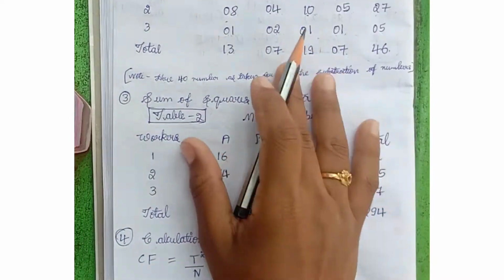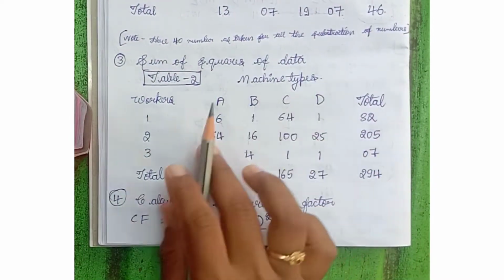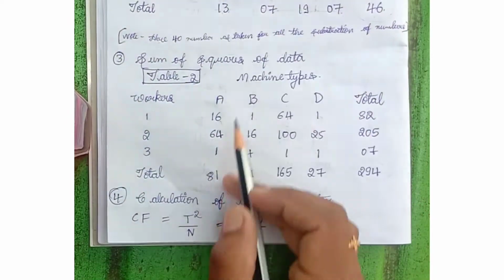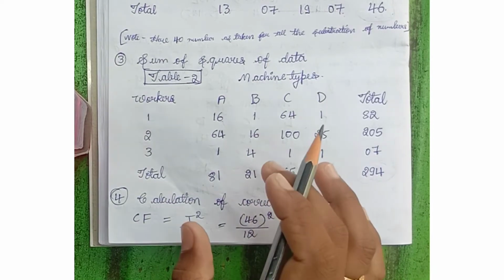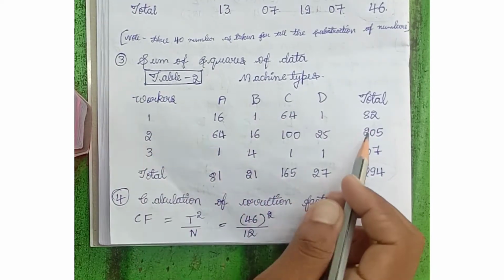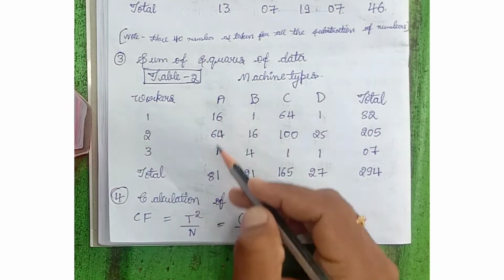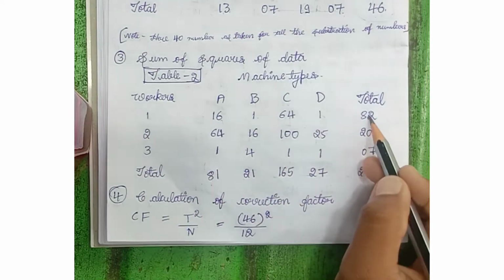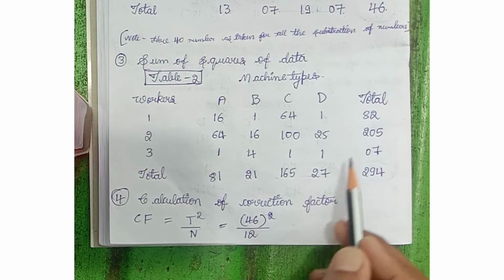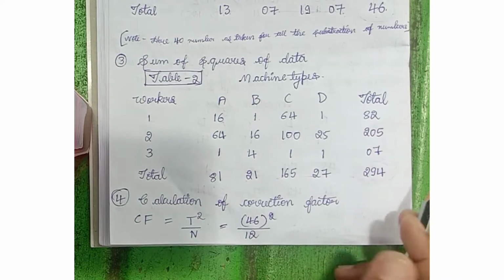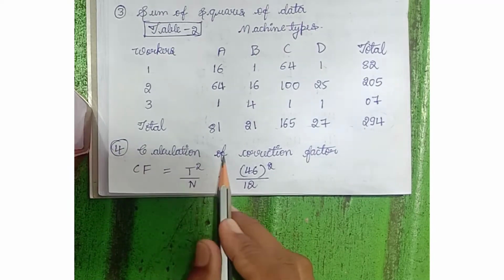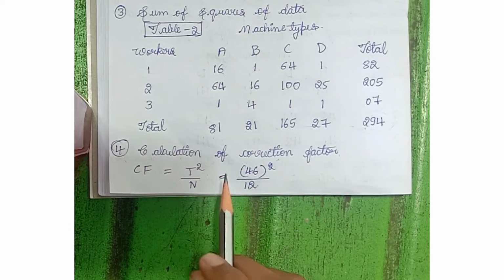Next, we have to calculate the sum of squares of the data, that is table 2. We just square all these numbers and write them in the same way, column-wise and row-wise. Again we total, and after the total we get these values. Totaling both sides again, we get the value 294. So the fourth step is calculation of the correction factor, that is CF.